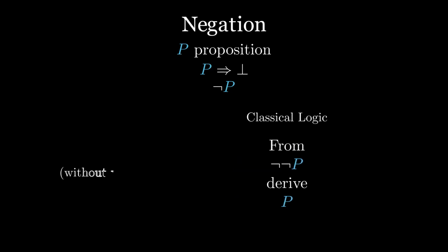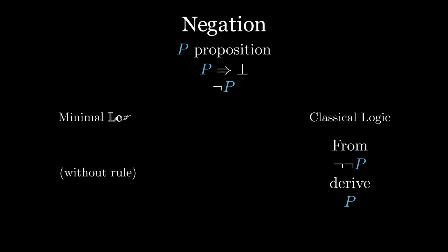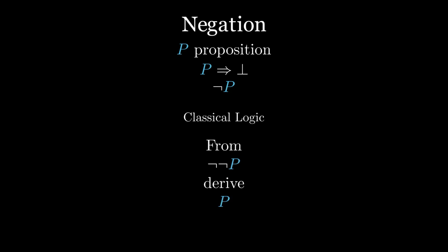If we remove this rule, we get what is called minimal logic. And if we replace it with a weaker rule, that anything follows from a contradiction, that is, from false we can derive any proposition P, we get constructive logic. I'm not going to explain in this video why you might want to work in minimal or constructive logic. I'm just mentioning them here to let you know they exist. We're going to be working solely in classical logic in this series, so that's all we need to know.